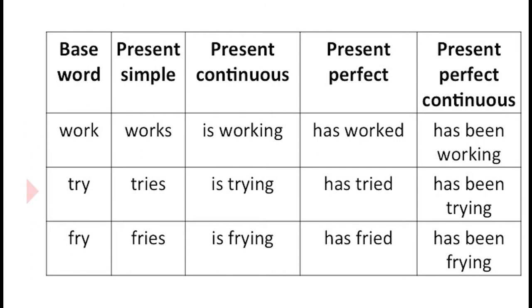Try. Present simple, tries. Present continuous is trying. Present perfect has tried. Present perfect continuous has been trying. Fry. Present simple, fries. Present continuous is frying. Present perfect has fried. Present perfect continuous has been frying.